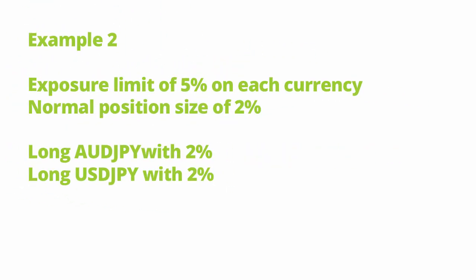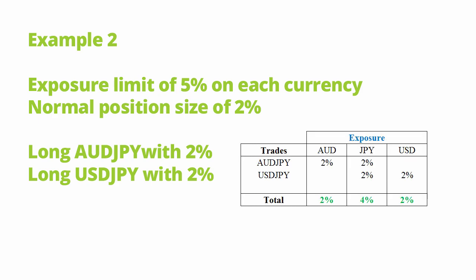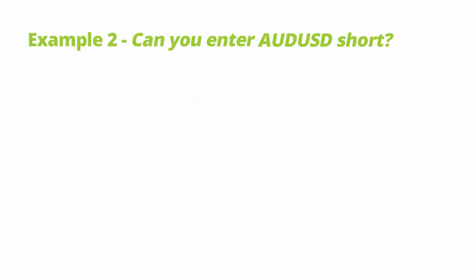Here is another common example that traders encounter: going long and short the same currency in different pairs. Example number 2. You have a 5% exposure limit on each currency. Your standard position size is 2% per trade. You are currently in 2 trades, Australian Japanese yen long and USD Japanese yen long. You spot a potential short trade on the Aussie USD, but you are worried that you will be long and short AUD and USD at the same time. Let's see what happens when you include AUD short with 2% risk.